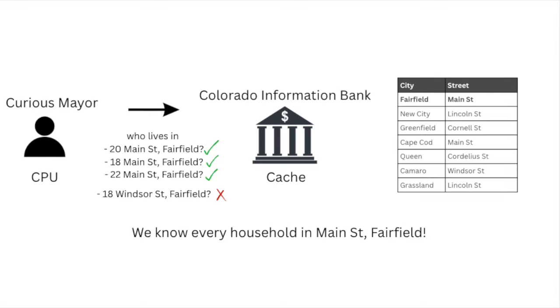So for 20 Main Street, Fairfield, the information is in the bank. What about 18 and 22? Of course, they're also in the bank. What about the data for 18 Windsor Street? Well, this would be different. Remember we replaced the information of all Windsor residents with our Main Street's information? Well, because we did that, we have to send our representative back to the city to survey Windsor Street again and collect that information. Like a cache miss all over again.